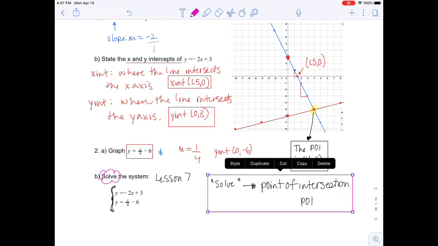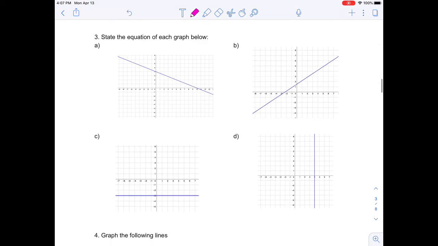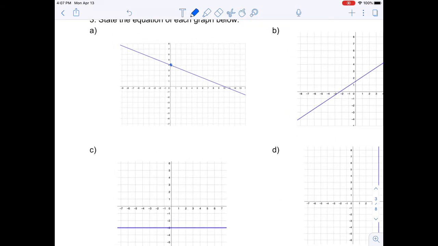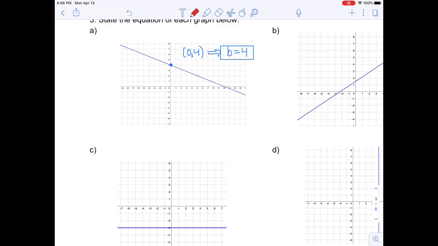All right, let's move on to the third question. Now I'm giving you graphs and I'm asking you to state the equation of the graphs. When we do this, it's typically easiest to think about diagonal lines as having a slope and y-intercept. And we can just read off the graph what the slope and the y-intercept are. So let's start with this one. I can see clearly that the y-intercept is (0, 4), meaning that my b value is 4. And then I want to know what my slope is. So I can take any 2 nice points on the line.